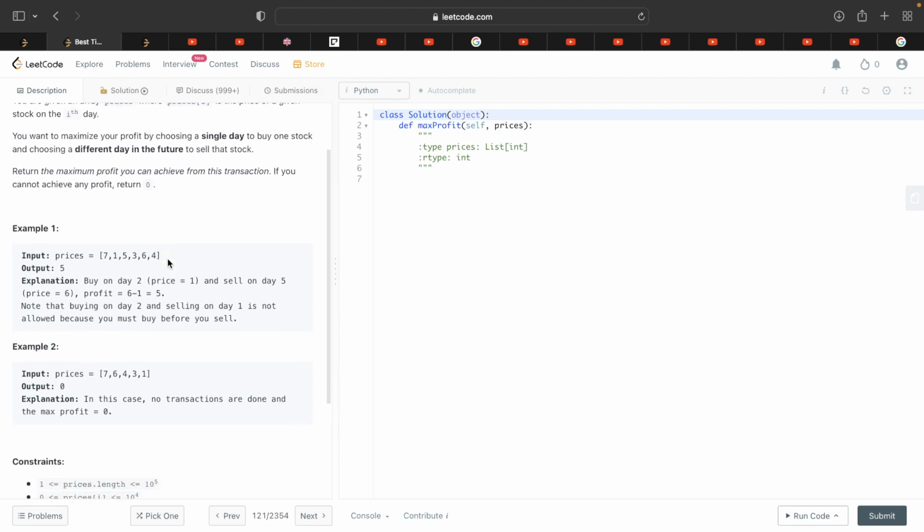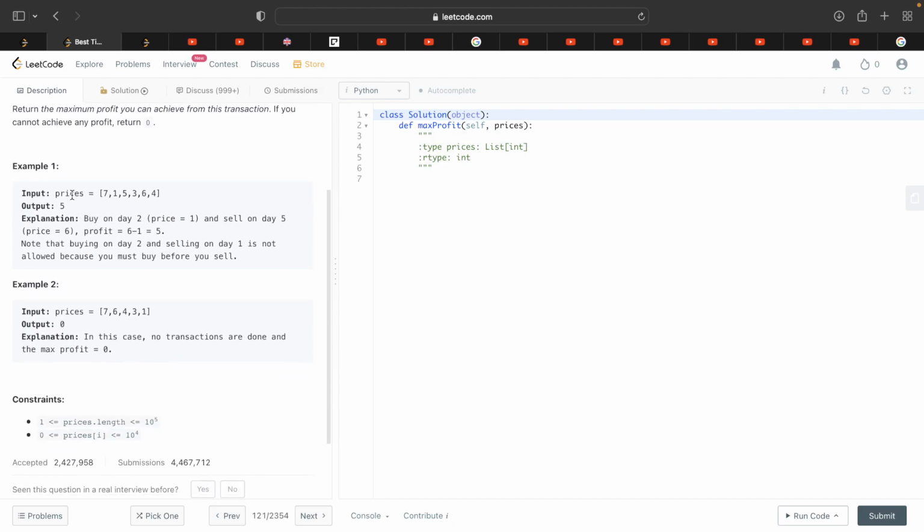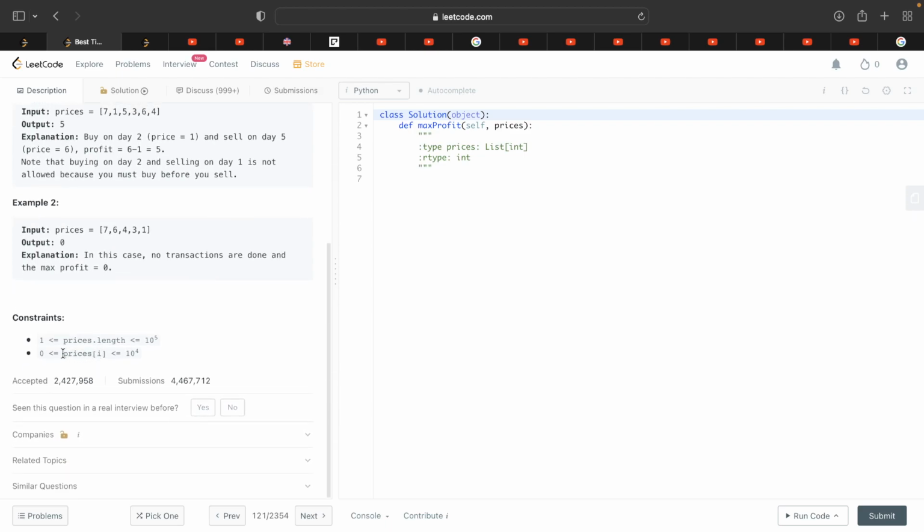So the prices are between 0, so they're all positive, right? So that means that's a nice thing. And the length of the input array is from 1 to 100,000.